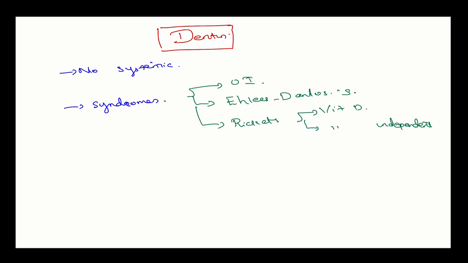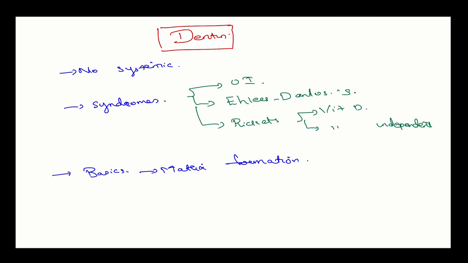Now I'll come to the basics of what is actually the problem occurring in the disorders of dentine. The basic problem is with the matrix formation. It's not the mineralization, as we saw in enamel hypoplasia or amelogenesis imperfecta, where even maturation and calcification were affected. Here the matrix formation is being affected.